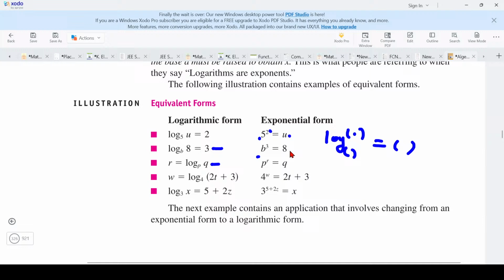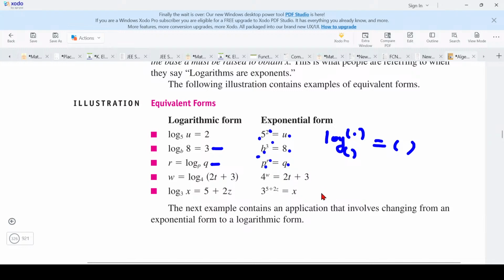Now tell me, log 8 to the base b is 3. Yes. What about here? Log q to the base p equals r. Log q to the base p equals r.